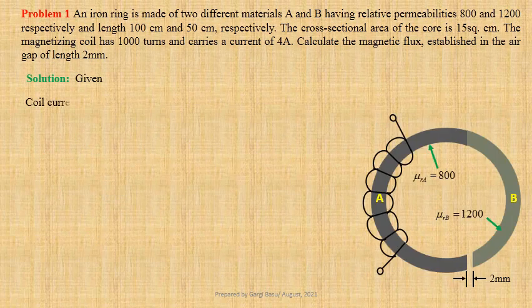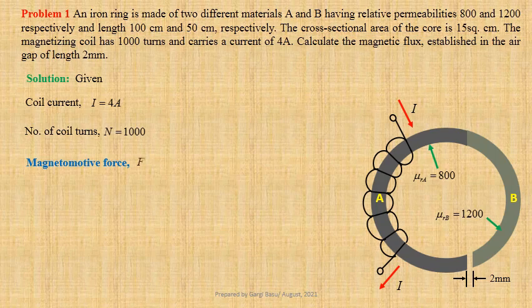Given coil current I equals 4 ampere and number of coil turns N equals 1000. Let us now determine magnetomotive force F equals N into I. Using values we get 1000 into 4, that gives us 4000 ampere turns. We have computed total reluctance R equals 1.9452 into 10 to the power 6 ampere turns per Weber.